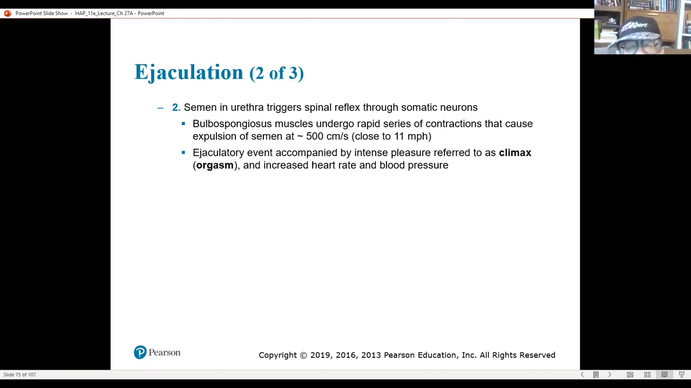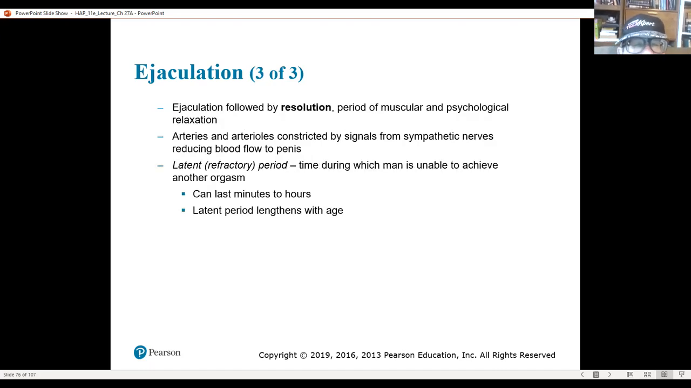The heart rate goes up, the blood pressure goes up. After ejaculation, we have resolution. That's a period of time where there's relaxation. The arteries and the arterioles that are constricted by signals from the sympathetic nerves reduce the flow of blood into the penis at that point.